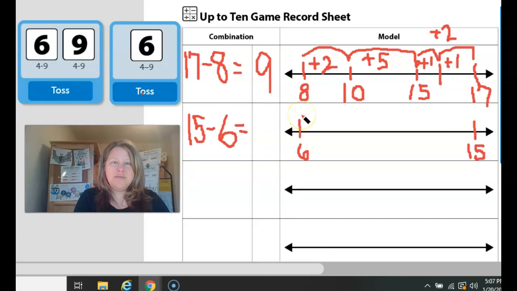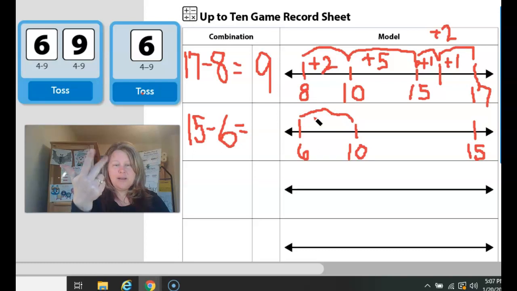So what do you want to do first? What's the next friendly number after 6? Can we get to 10 again? We sure can. So let's decide we're going to get to 10. So how far is it to get from 6 to 10? If I count up, 7, 8, 9, 10. So we're going to record a +4 jump.